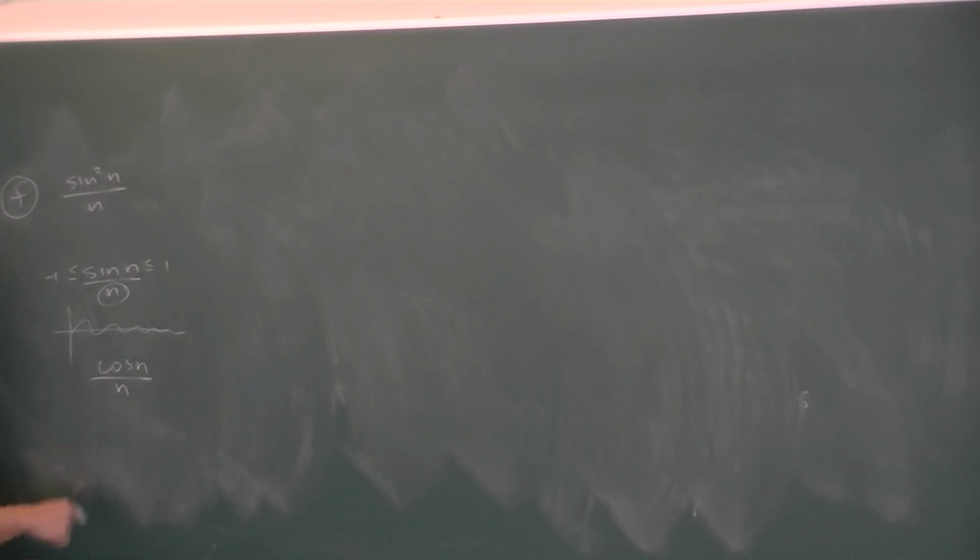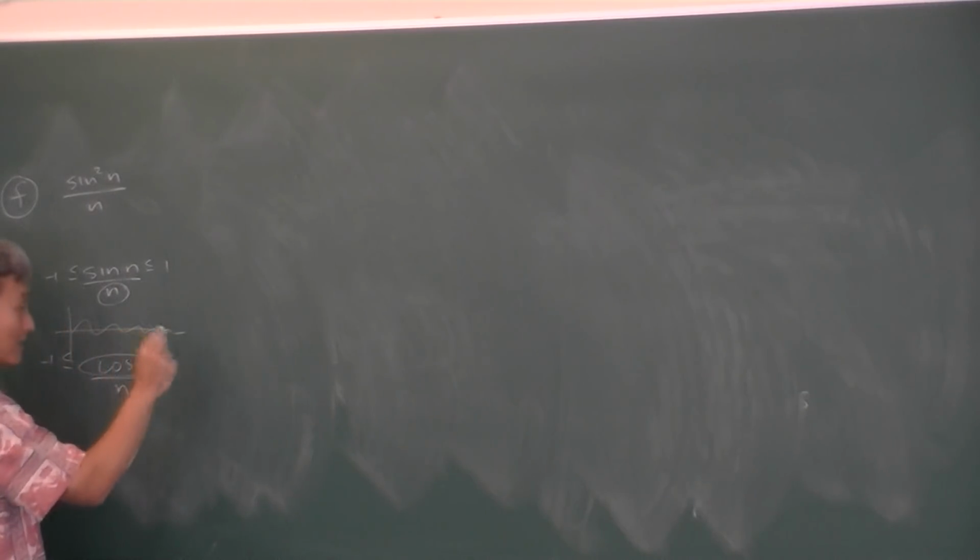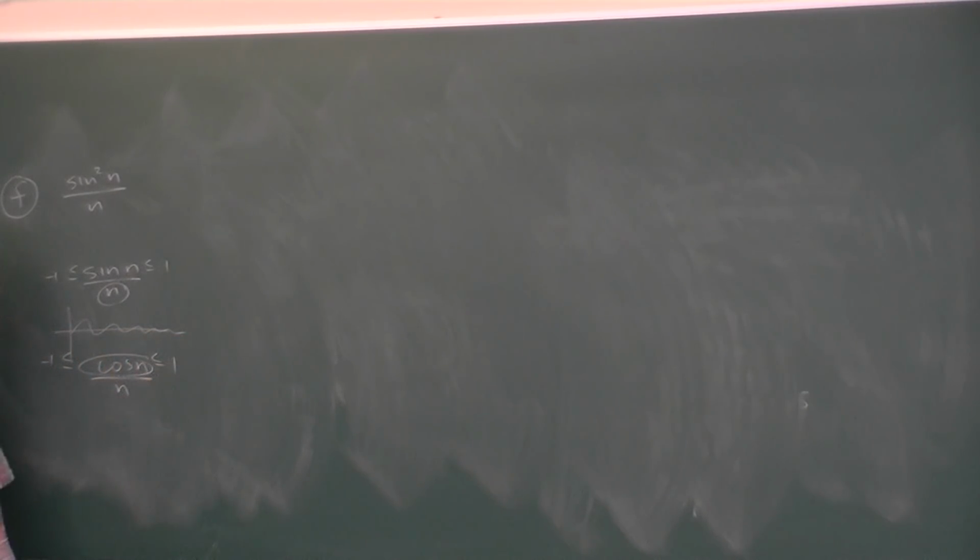How come that limit is 0 also? Because the top stays between -1 and 1, sine and cosine, same thing, right? And then you just keep dividing by bigger and bigger numbers. So it's oscillating, except it's getting closer and closer to 0. So that limit is 0. And then yesterday we had this one.